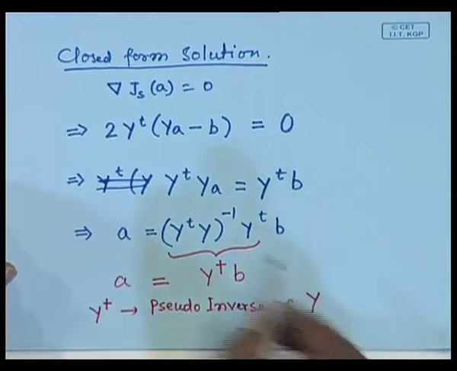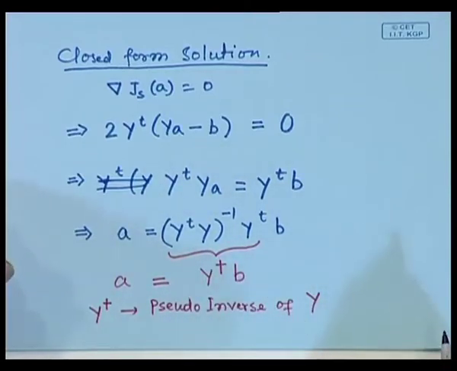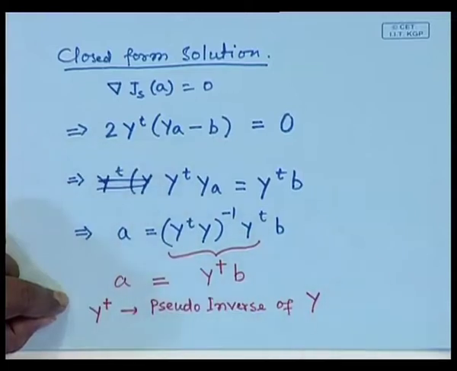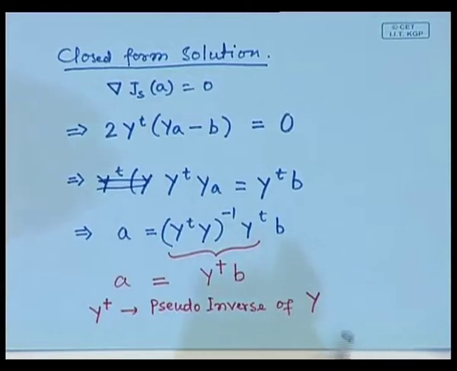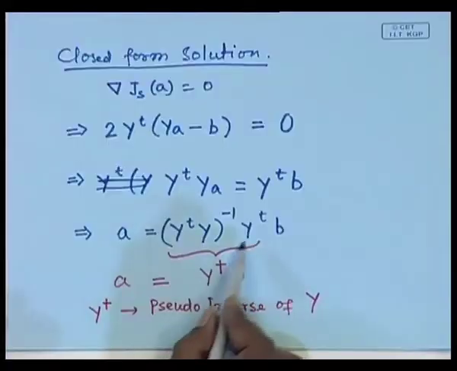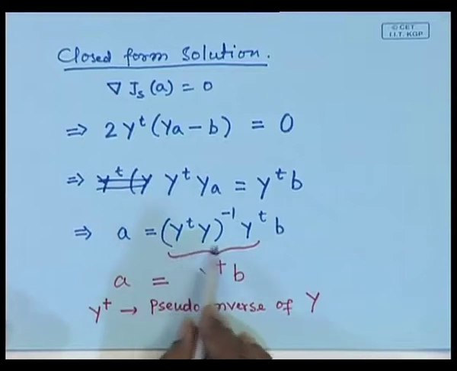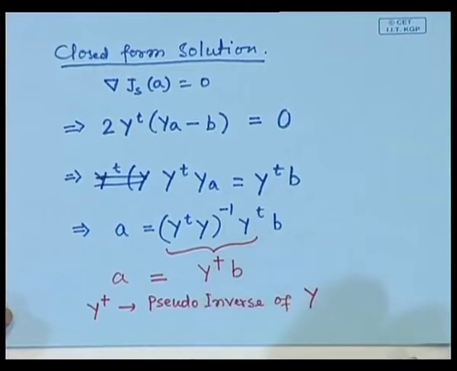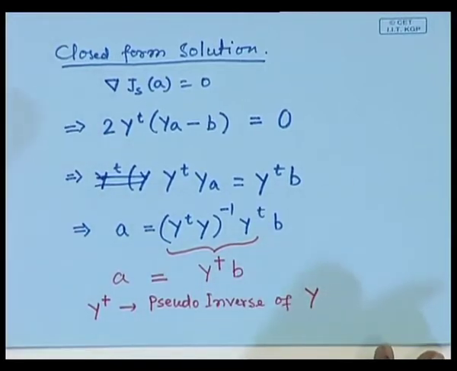And you find that if y is square and non-singular, in that case this pseudo inverse will be the same as the regular inverse of y, that you can verify. So, I get a closed form solution for the weight vector A. But we said that in most of the cases this pseudo inverse exists. In most of the cases y transpose y is non-singular, but there is no guarantee that it will always be non-singular.